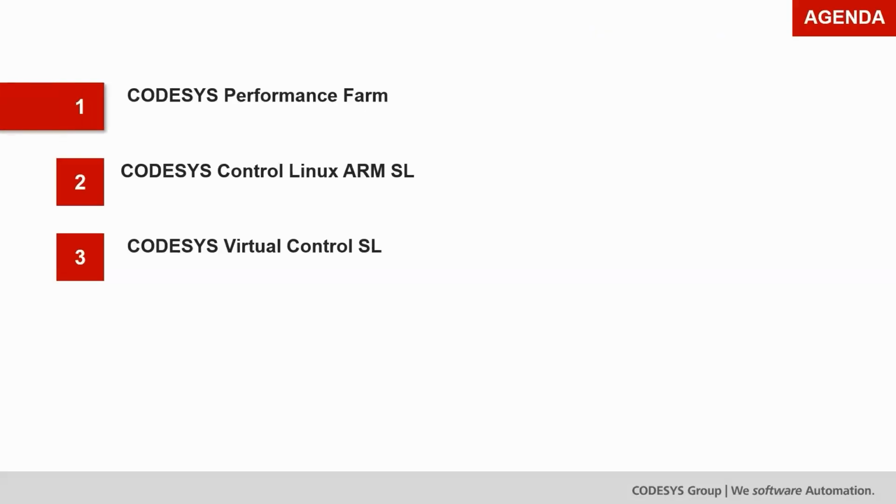We have 3 blocks. One of the improvements is the performance farm which we want to make. Then we have some improvements for the Linux ARM SL product. And last but not least is our new product, the Virtual Control SL.